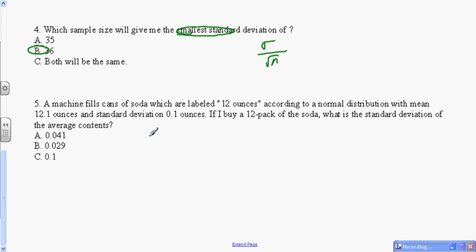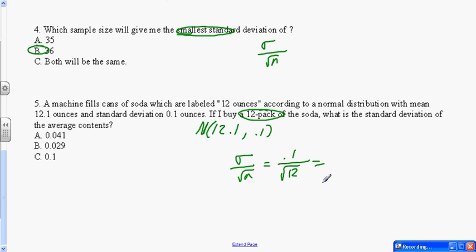Number 5, a similar question, except now they're saying a 12-pack, that's 12 samples. What's the standard deviation of the average contents? They tell us it has a normal distribution with a mean of 12.1 and standard deviation of 0.1, the same as before. But what happens to that when you have a sample of 12? We take the original standard deviation and divide by root 12.